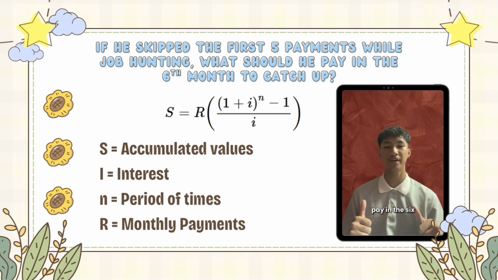Now, imagine Jonathan skips the first 5 payments while job hunting. How much should he pay in the 6th month to catch up? Let's take a closer look at how we could solve this situation. The formula that we need to use is S equals R times ((1 plus i) to the power of n minus 1) divided by i. S is the accumulated value, i is the monthly interest rate, n is the period of time, and R is the monthly payment.